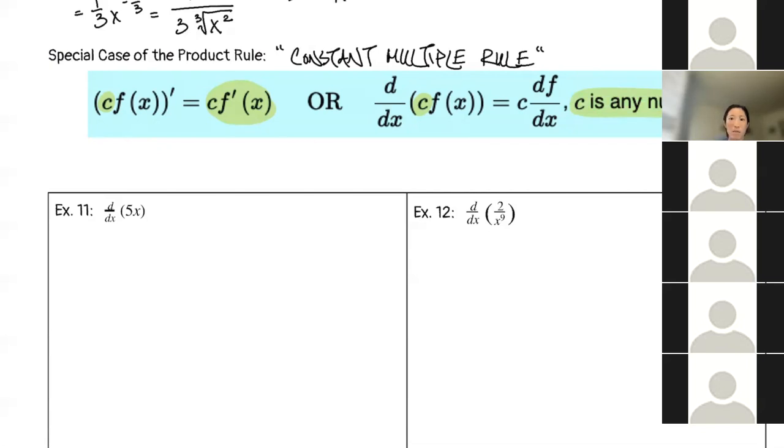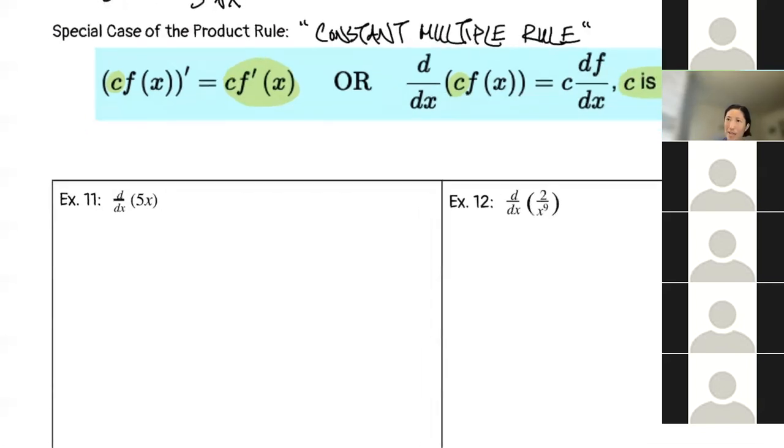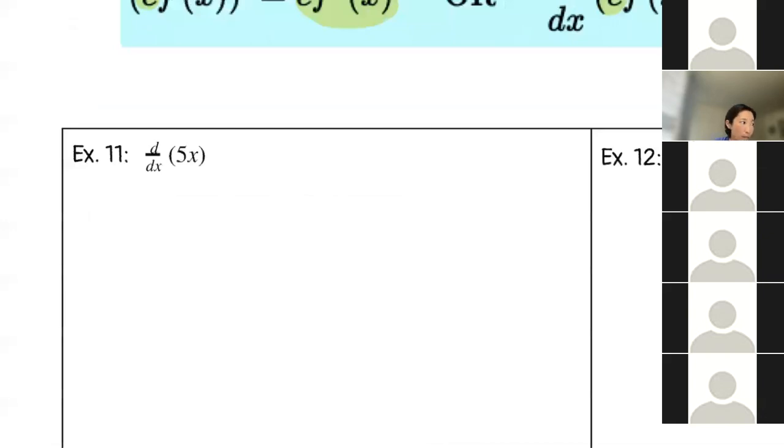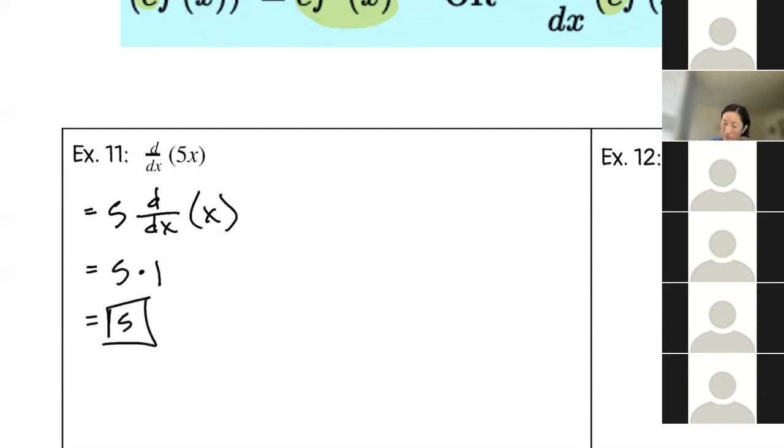Okay. But let's talk through these two examples first to unpack why that is the way it is. What I'm trying to convince you of is that in this case, the d/dx of 5x, I could take the 5 out to the front and then just do the derivative of x. So this would give us 5 times, what's the derivative of x? That's 1. Good. And so 5 times 1 gives us 5, right?